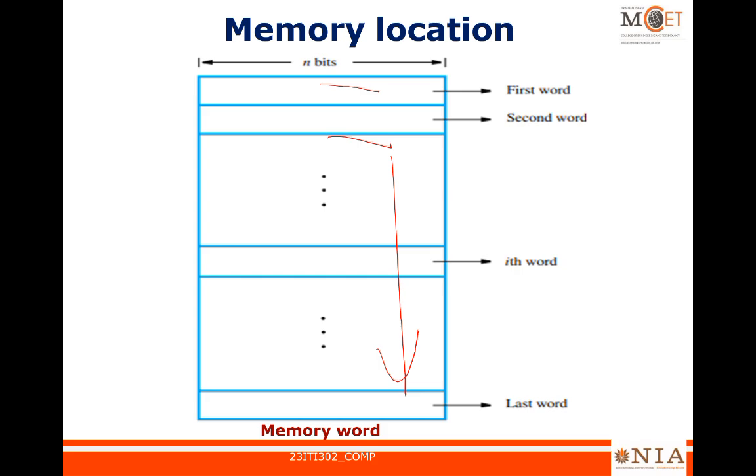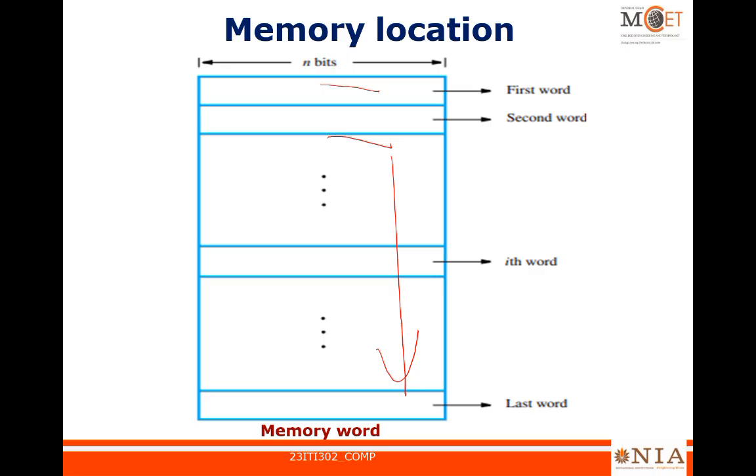Those locations are described with respect to the address. The address represents the first word, the next address represents the second word, and the eighth word also has some address. So these are represented with respect to the memory address. The first word has a unique address, and the second, third, fourth or eighth word, up to the last word, each has a particular address.